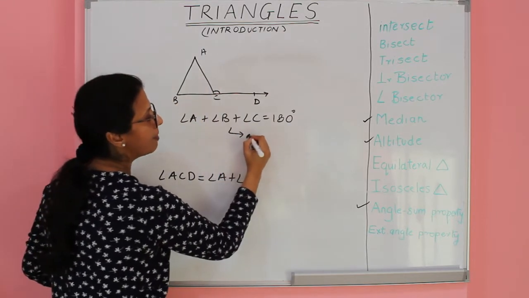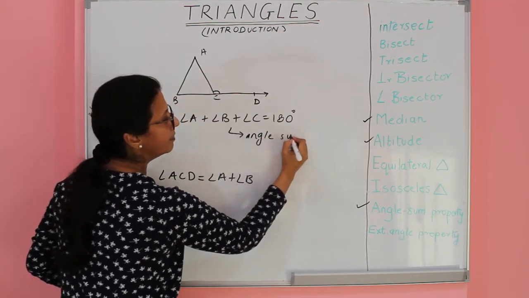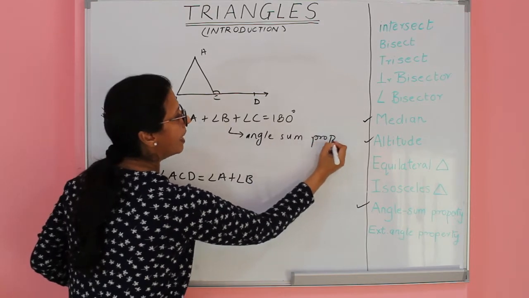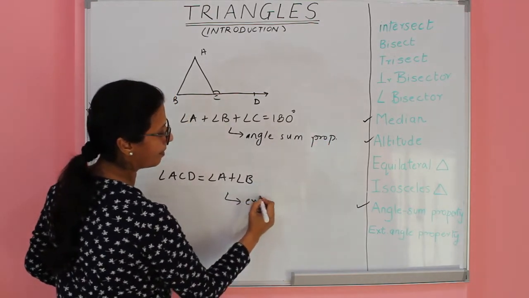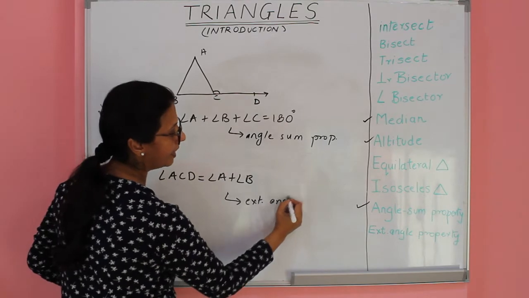So this is my angle sum property and this is the exterior angle property. Clear?